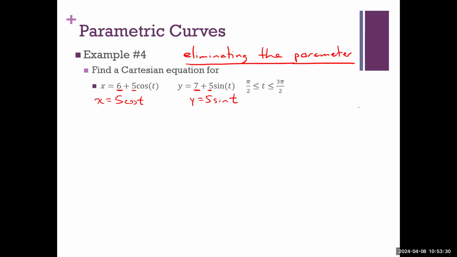Let's just stick with the 6. If I have a circle of radius 5, and I add 6 to x, what's it going to do to that circle? It's going to slide it to the right 6 places. If I add 7 to the y value, what's that going to do? It's going to slide it up 7 places.